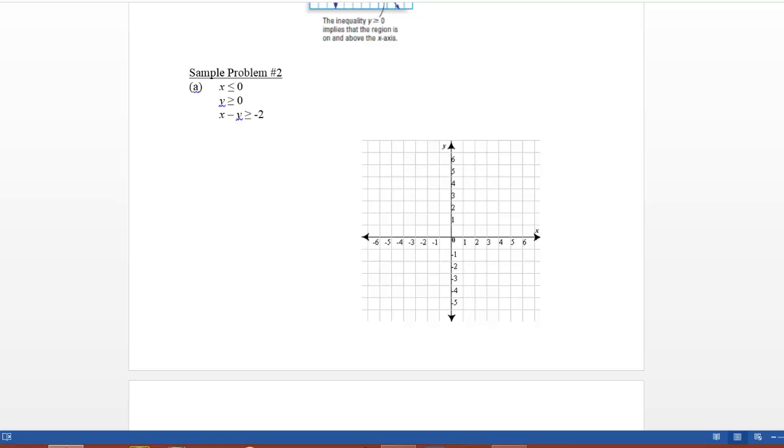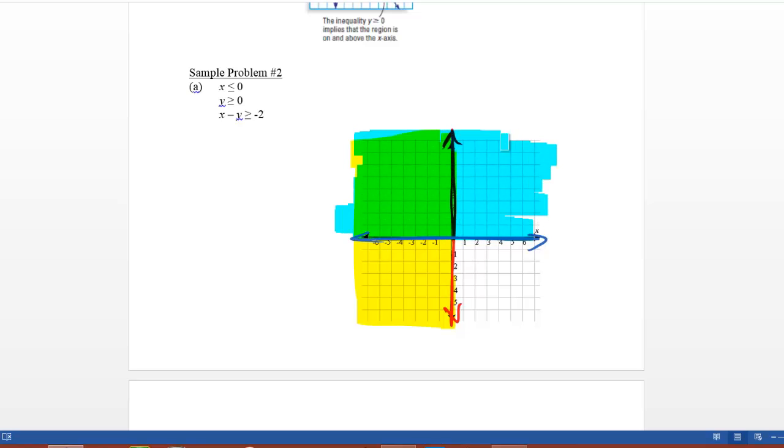Okay, so I want to mark all x values less than 0. And of course, if you want to graph the axis, you're more than welcome to. It's probably the appropriate thing to do. Then I want all y values greater than 0. Again, it's equal to, so if I graph the line, and then all y values greater than 0.